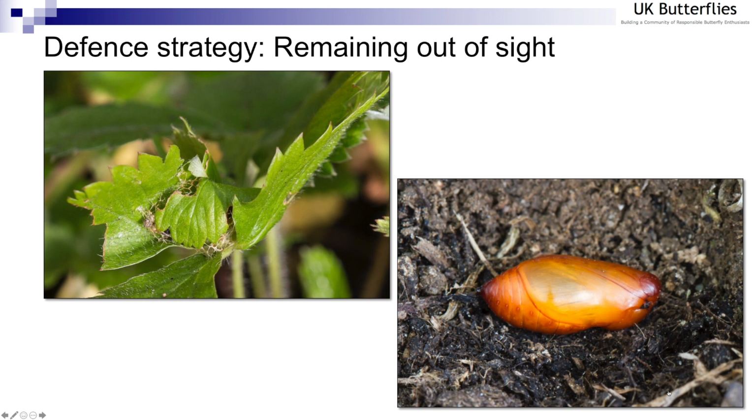And further examples of remaining out of sight, in this case as a pupa. On the left side here, we've got a grizzled skipper pupa. It overwinters as a pupa in a construction, a cocoon made up of a number of leaves of the food plant, in this case wild strawberry. And probably quite unusual in butterflies is the grayling on the right hand side here. It actually pupates under the surface of the soil, which is really a characteristic found in many moths, but quite unusual in terms of butterflies.